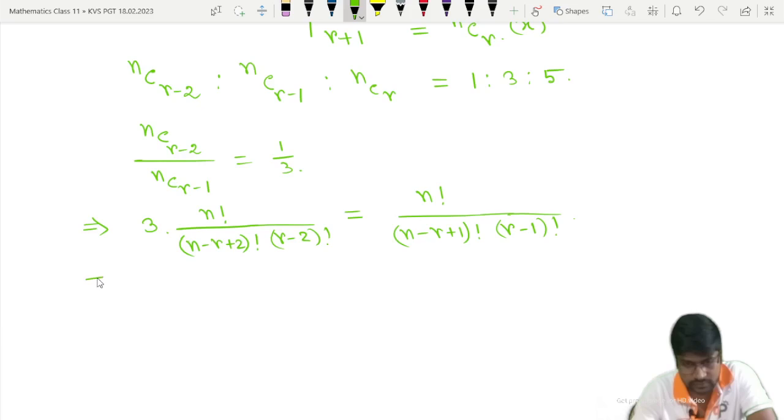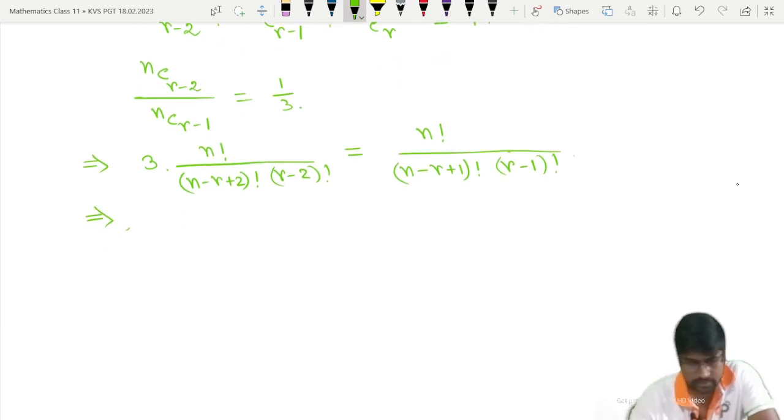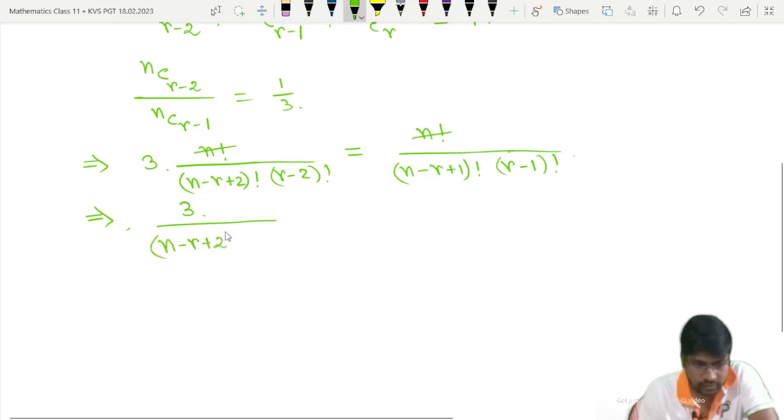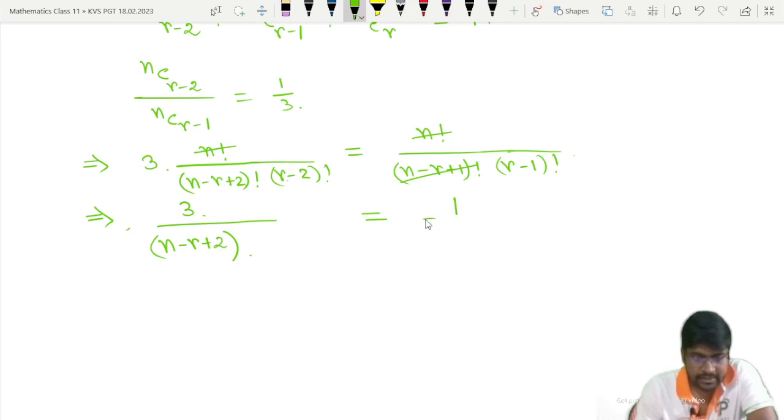Okay, so we will get one equation involving n and r here. So just a and n will be cancelled, simplify it, 3 divided by n minus r plus 2 factorial. I can write n minus r plus 2 into n minus r plus 1 factorial. So this and this will be cancelled. Again, r minus 2 factorial and here r minus 1 factorial. So this r minus 1 factorial I can write r minus 1 into r minus 2 factorial, and this and r minus 2 factorial will be cancelled. So this equation we are getting.